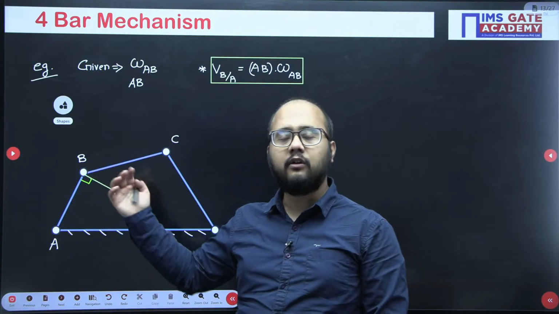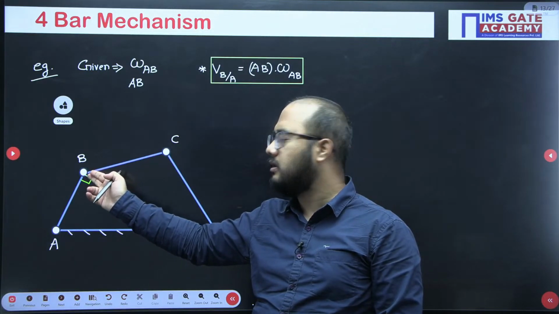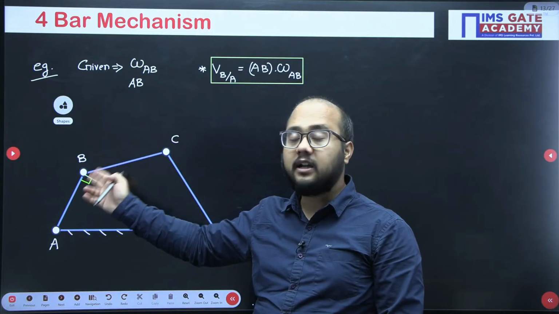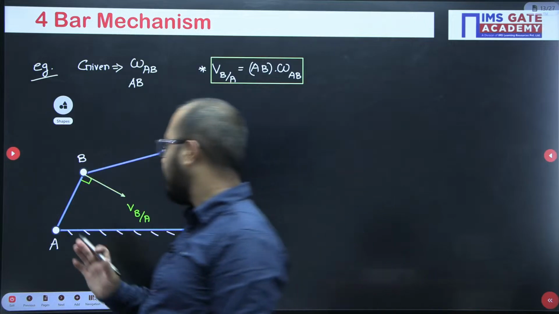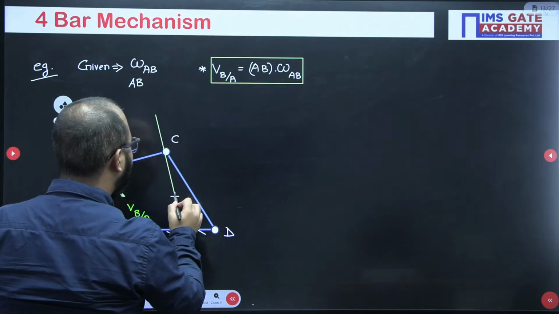You will say, sir, why only rotation? Because at this joint, these joints are turning joints, or I can say turning pairs. A turning pair always allows rotation only. So C can rotate with respect to B only. So the velocity vector will be like this.